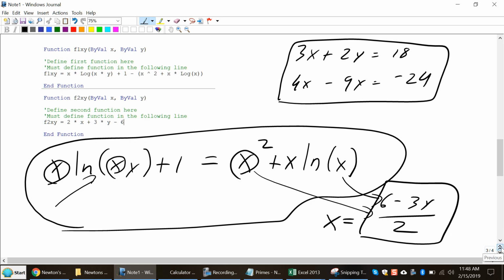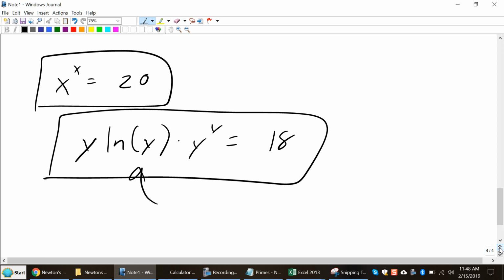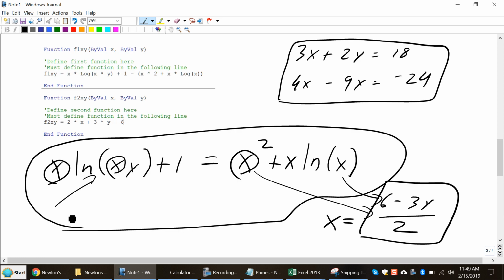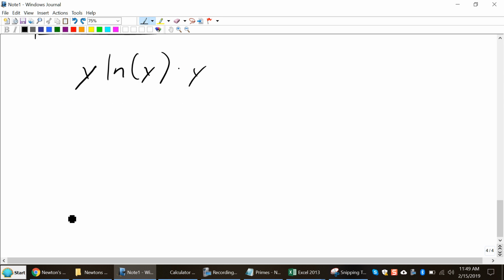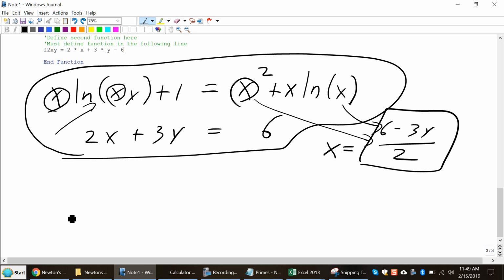Now, here's the question, though. What happens if I have two equations? What happened to that other equation? Did it just disappear? I don't know what happened to it, but obviously it disappeared. So what happens if I can't write one equation in terms of just one variable? What do you think we do? We use Newton's method for multiple variables.